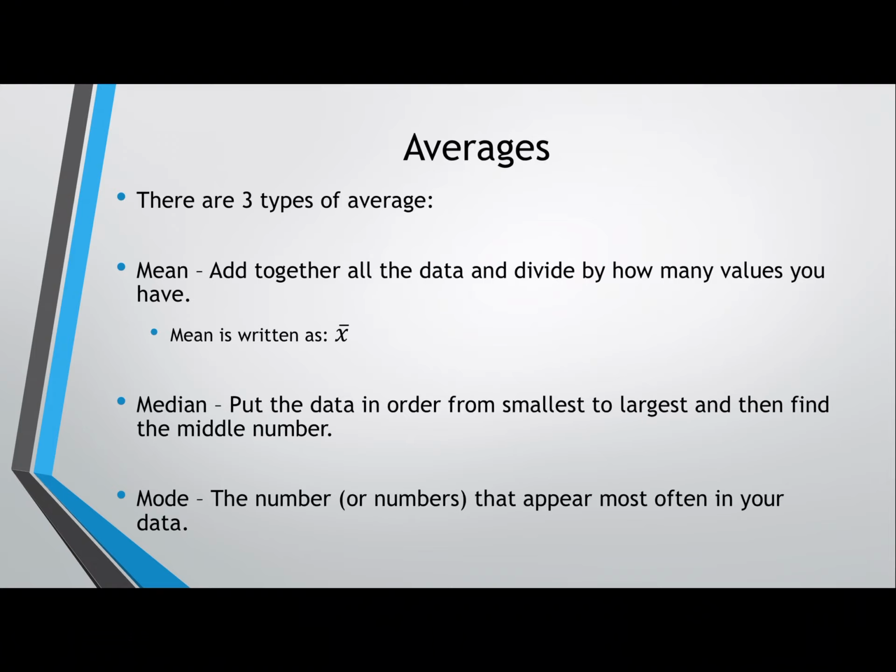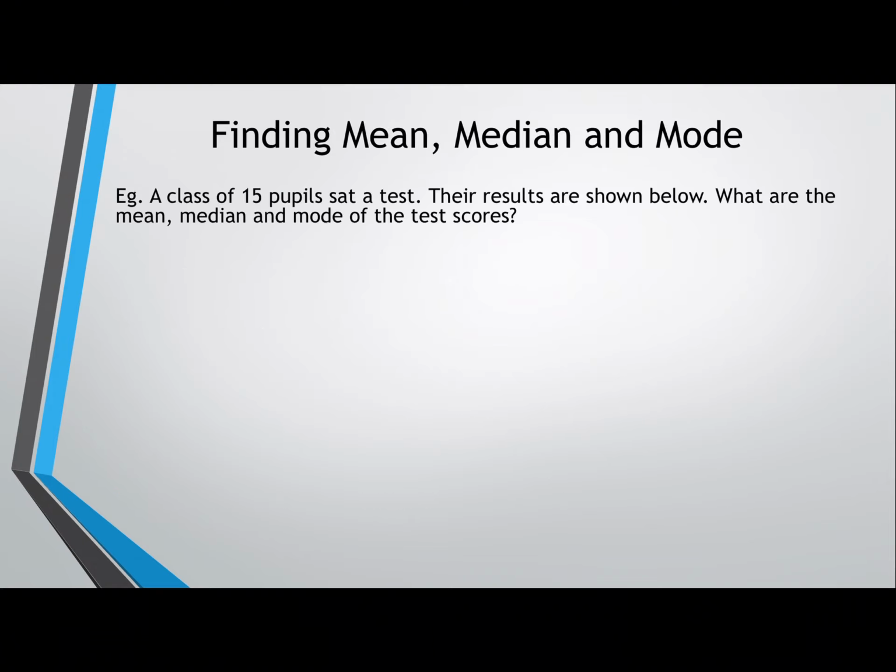Okay, so examples of these. If we have a class of 15 pupils sitting a test, the results are shown below. What are the mean, median, and mode of the test scores? So here's this list of 15 numbers.